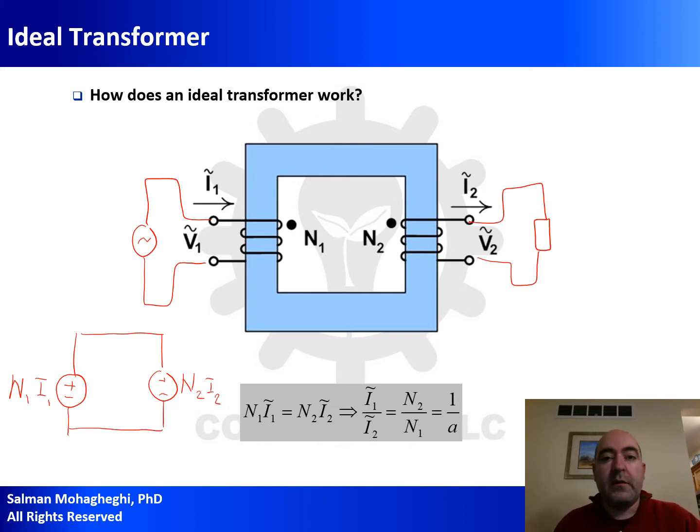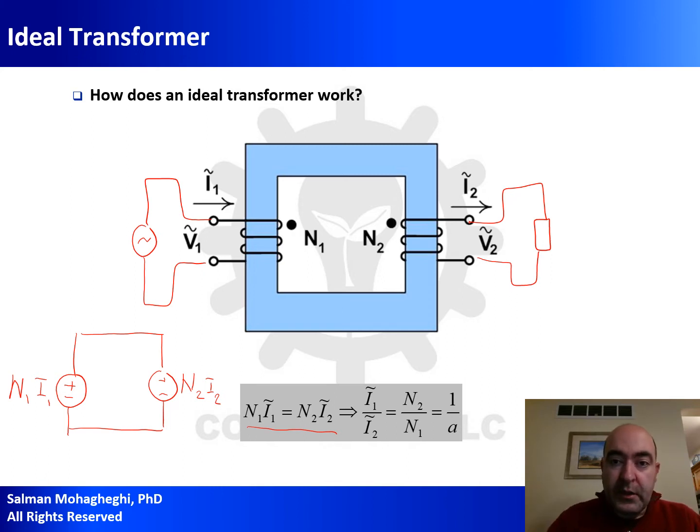And in this equivalent circuit, I have two voltage sources that are connected in parallel. They have to be equal. If they are equal, that means N1I1 equals N2I2, as you can see in this equation. And if you work with this equation a little bit, I1 divided by I2 equals N2 divided by N1, or 1 divided by turns ratio A. You immediately notice a difference between the impact of the transformer on voltage and current.